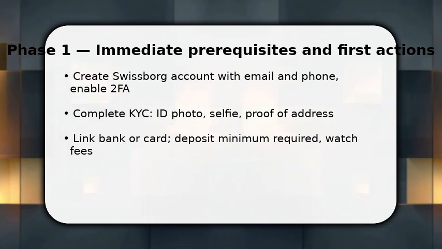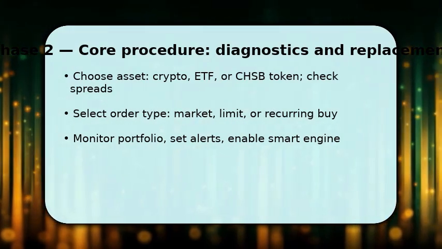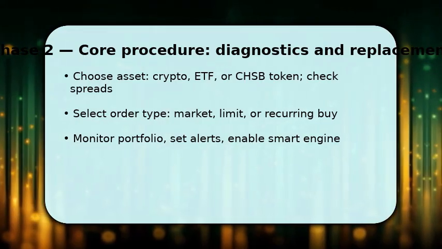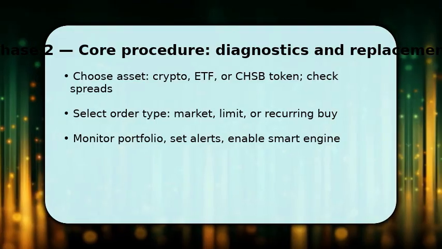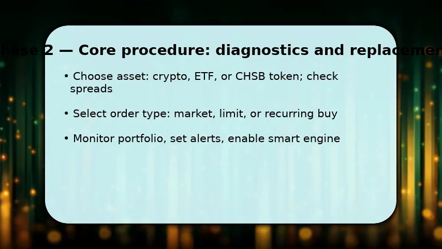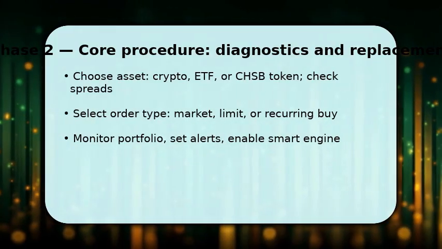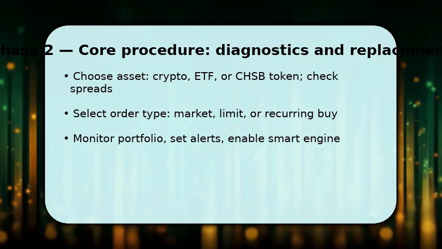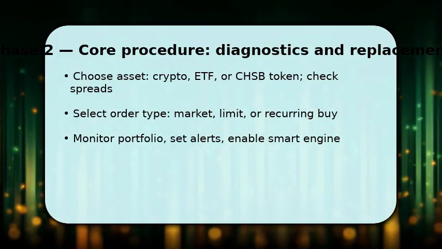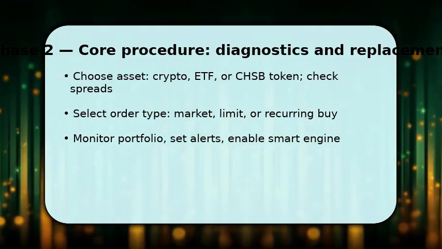Now you'll execute trades and manage positions. Open the asset page, compare prices and spreads, then pick market or limit orders depending on how precise you need to be. For recurring buys, set schedule and amount to dollar cost average over time. Once your order executes, review portfolio allocations and enable price alerts so you don't miss moves. Make sure to turn on the Smart Engine or Advanced Tools if you want optimized routing. These reduce costs and improve fills automatically.